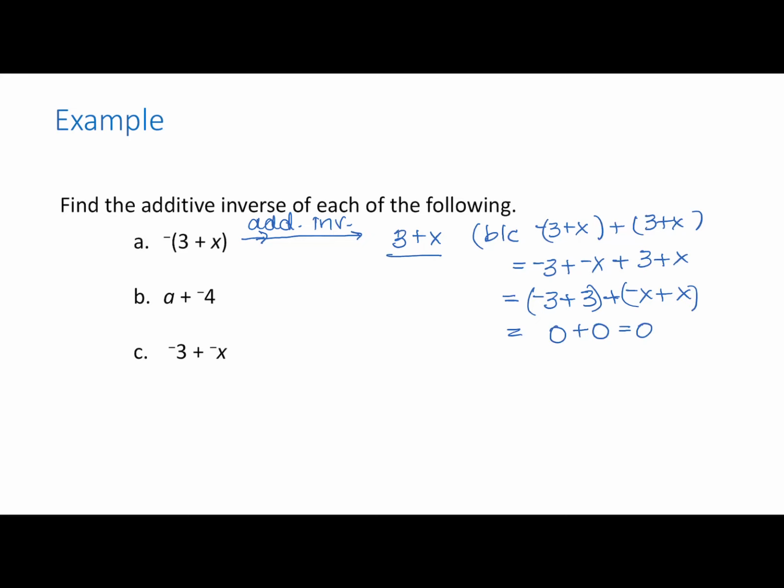What about the additive inverse of a plus negative 4? Here, the additive inverse is going to be negative a plus 4. And I'll leave it to you to check that that's true. And finally, the additive inverse of negative 3 plus negative x is going to be 3 plus x. Again, you should double check that you agree that's true. And you're going to check by doing exactly what we did for part A.